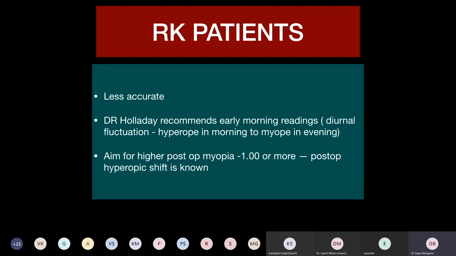Also, there is something called a diurnal fluctuation in the cornea. So you can have patients who have hyperopia in the morning and may be myopic in the evening. And that's the reason why early morning readings should be taken. And always you should aim for post-op myopia of more than -1, because these patients will tend to have a hyperopic shift in the early post-op, even up to 1 to 2 years. So you have to make them high myopic.